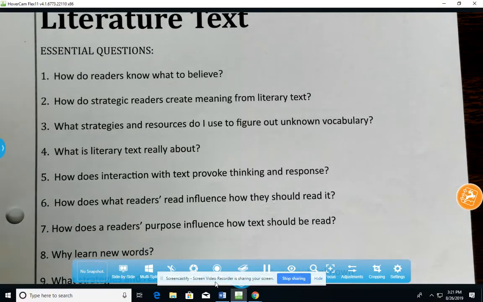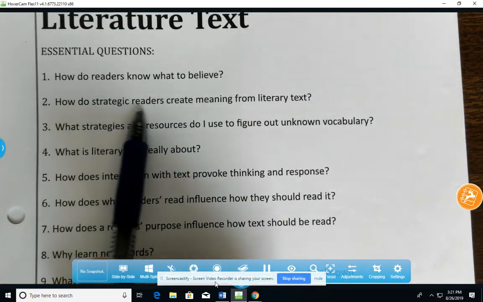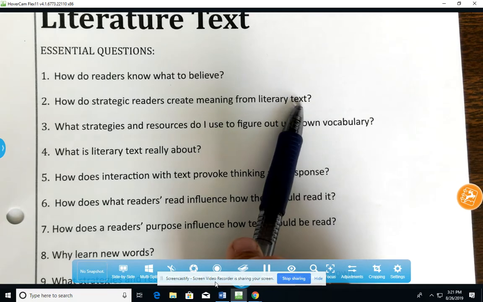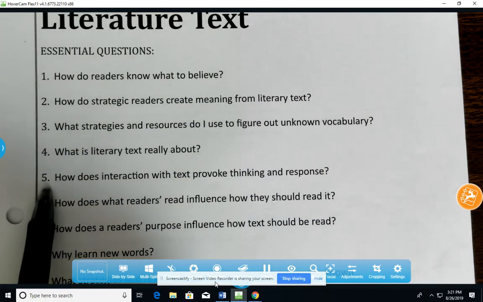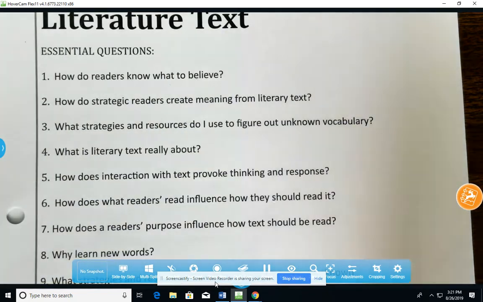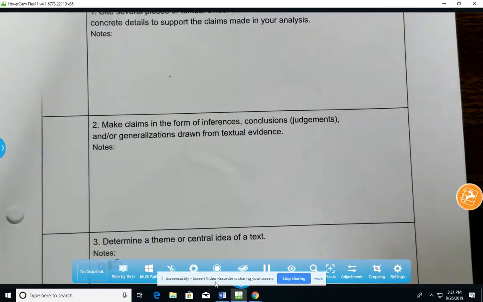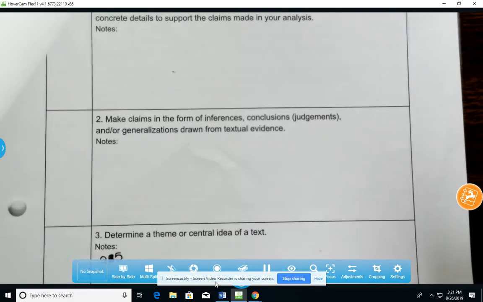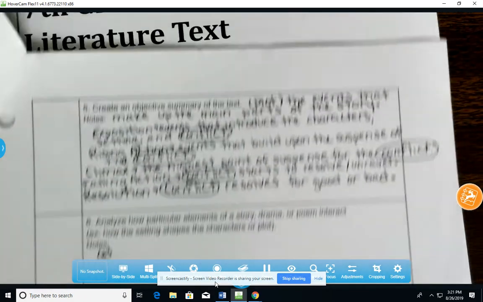Hello, today we're going to look at essential question number 2, how do strategic readers create meaning from literary text? And essential question number 5, how does interaction with text provoke thinking and response? And today we are going to be looking at page 5 of this Learning Target packet.